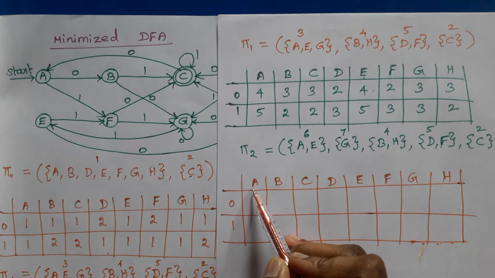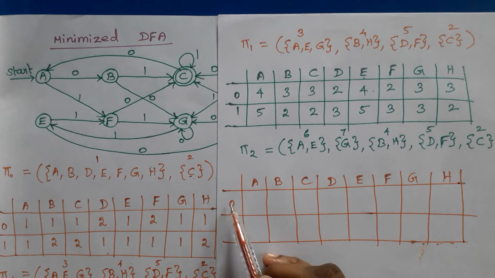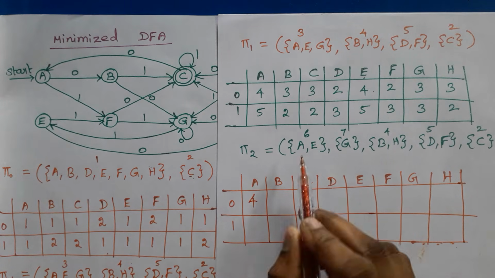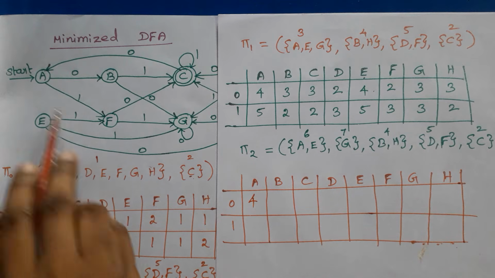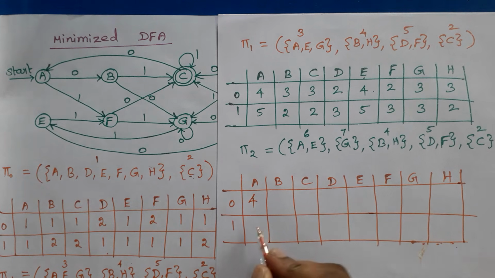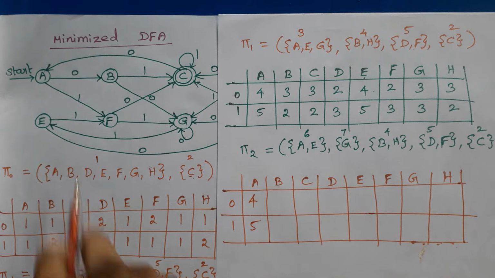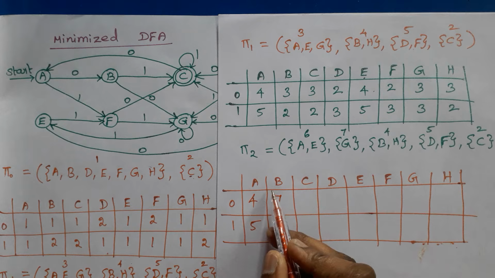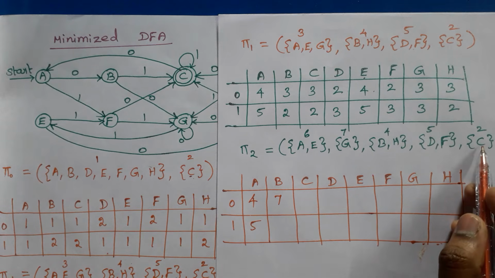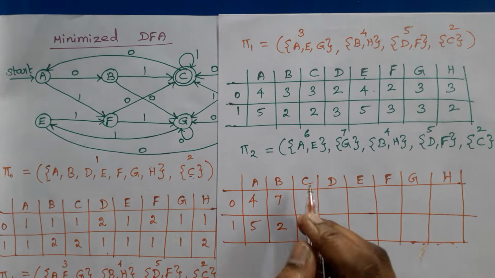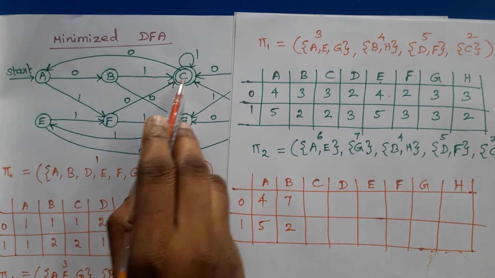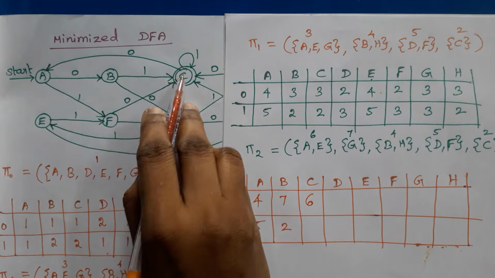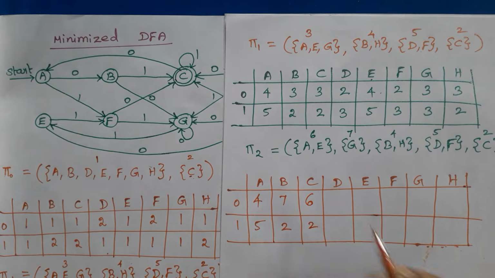So in the next step, from A, 0 goes to B, means group number 4. From A, 1 goes to F, so 5. B, 0 goes to G, 7. From B, 1 goes to C, C means group 2. From C, 0 goes to A, it's group number 6. 1 goes to C, it's group number 2.